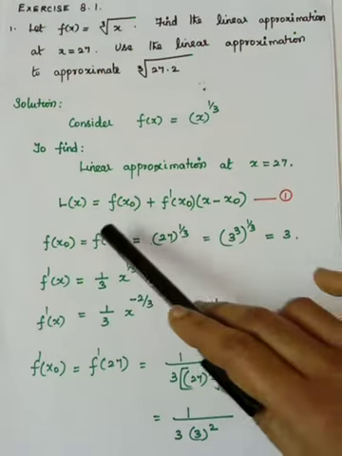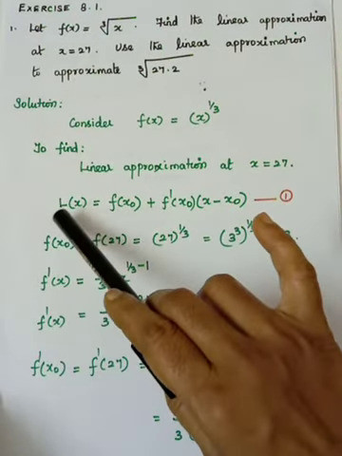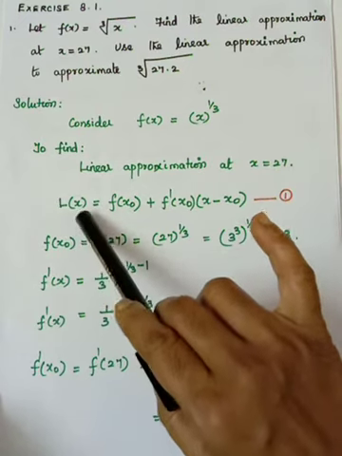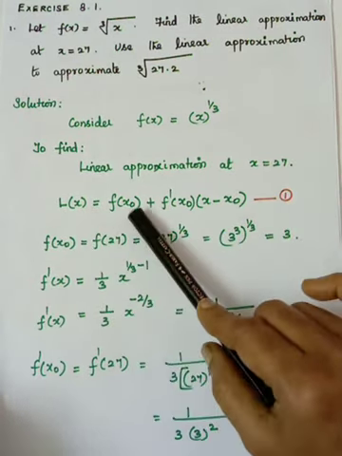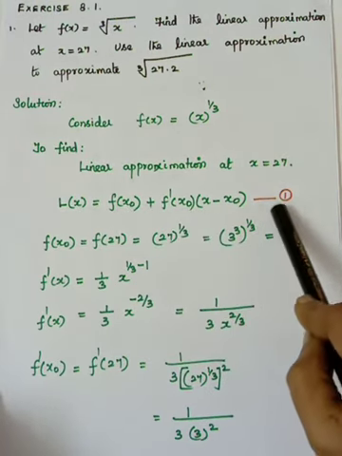Okay. So first I'll write the formula. So what is L of x? It's a linear approximation of the function. It is in terms of x. So that's why we have written L of x. So the formula is f of x naught plus f dash of x naught into x minus x naught.